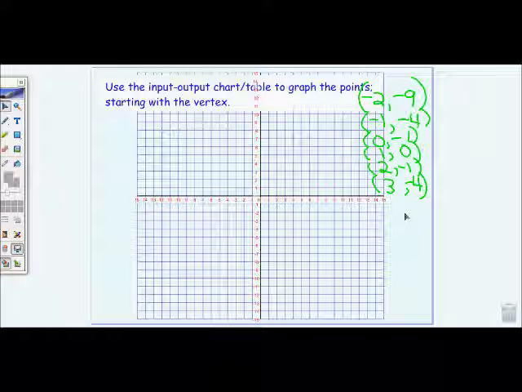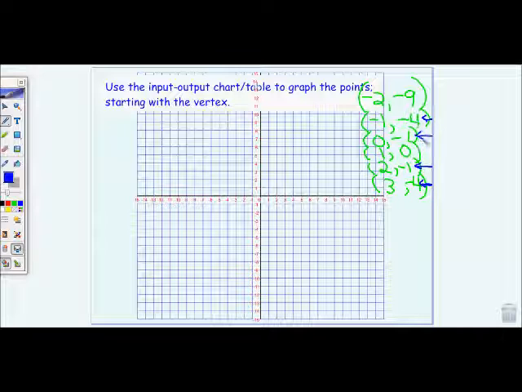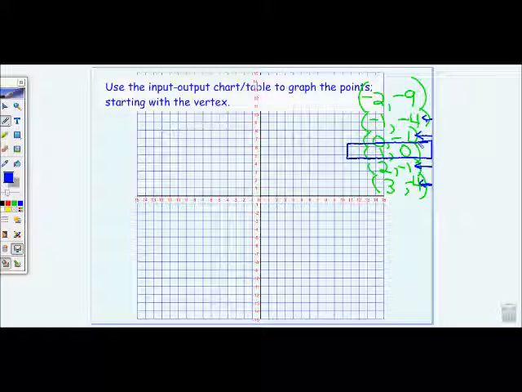Cooperating there. All right, so one of the things we talked about on the last one was we're going to look for that mirrored image. So I have a negative 4 here, and I have a negative 4 here. I have a negative 1 here, and I have a negative 1 here. That makes this one here my vertex.